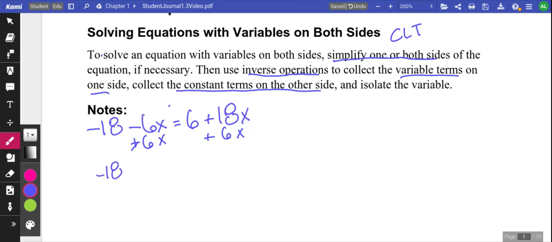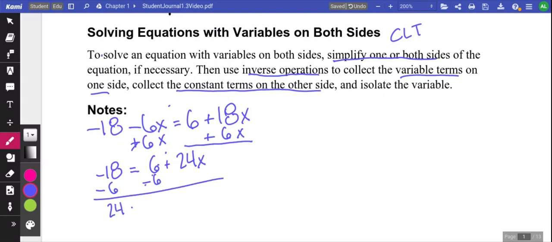So I can cancel out this 6x. I've got -18 is equal to 6 plus 24x. I just add these two because they're like terms, the 18x and the 6x. I don't do anything with the 6. Then I want to collect constant terms on my other side. I've got a +6, so I'm going to move that over. I'm going to subtract this time. So I've got -18 minus 6, and that's going to be -24. These cancel out, 6 and -6.